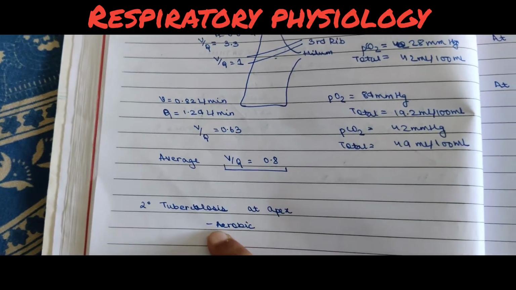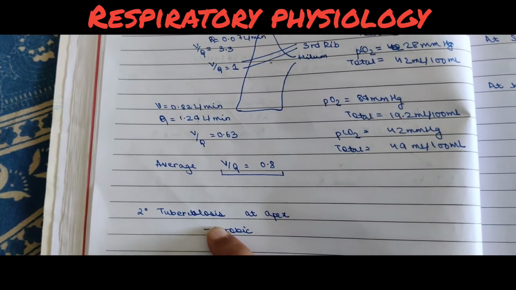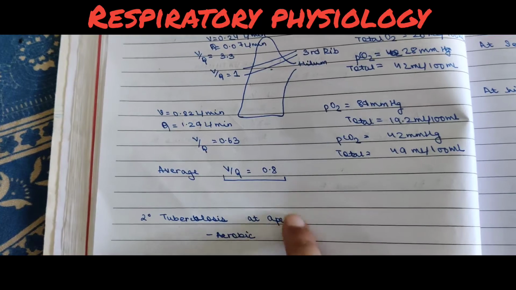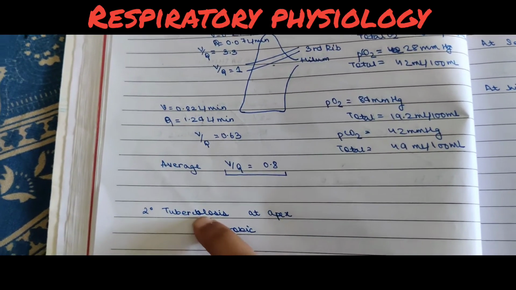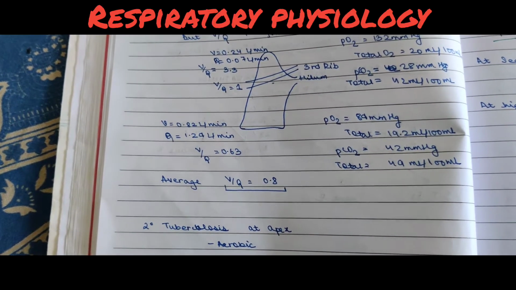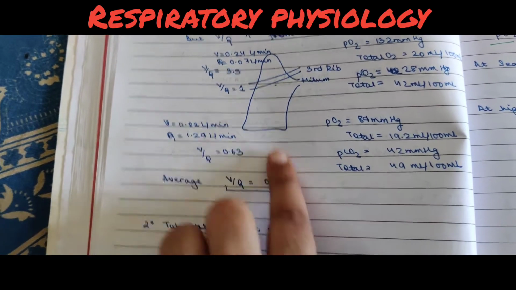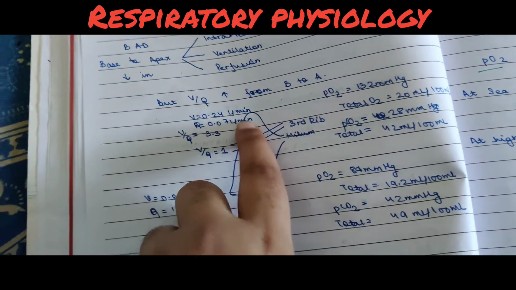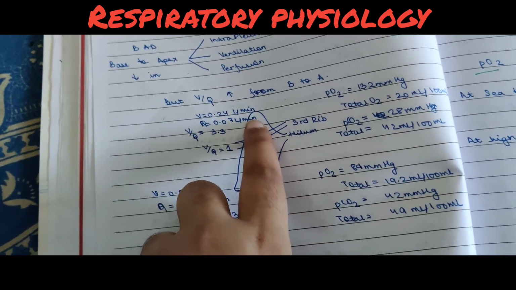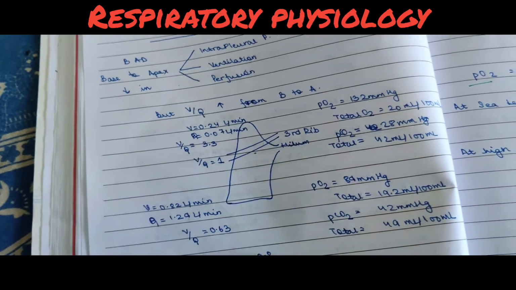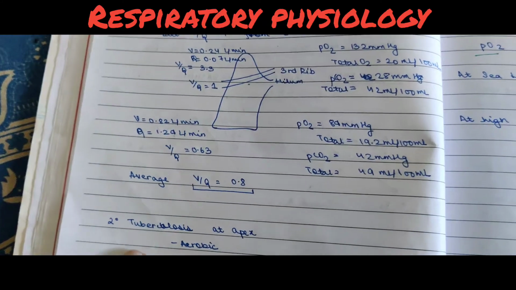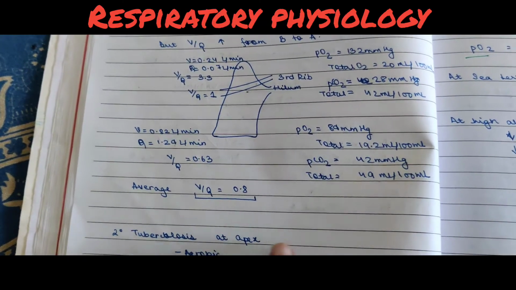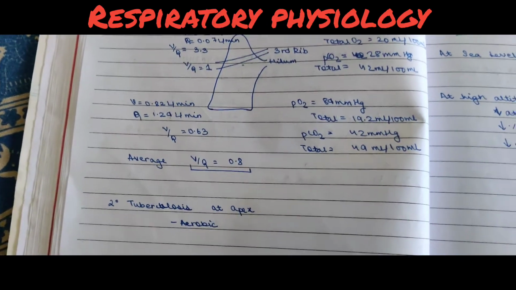Now the question arises, why does secondary tuberculosis mostly occur at the apex? Why? Because the bacteria causing this is an aerobic bacteria, and the V by Q ratio is maximum in the apex, meaning it is over ventilated. So here aerobic bacteria will grow faster. So secondary tuberculosis occurs more at the apex.